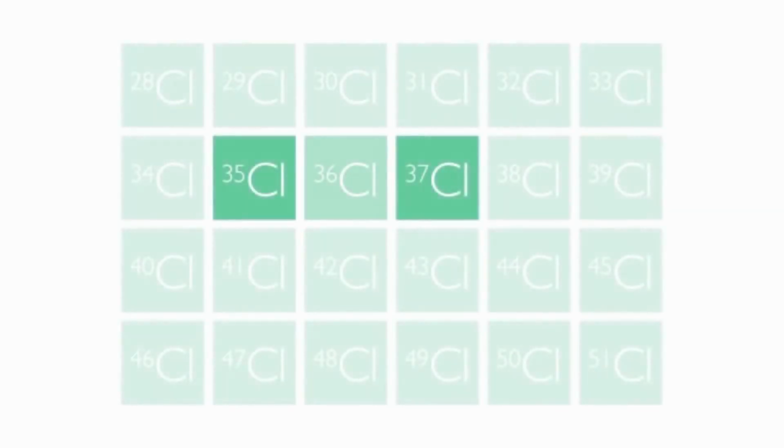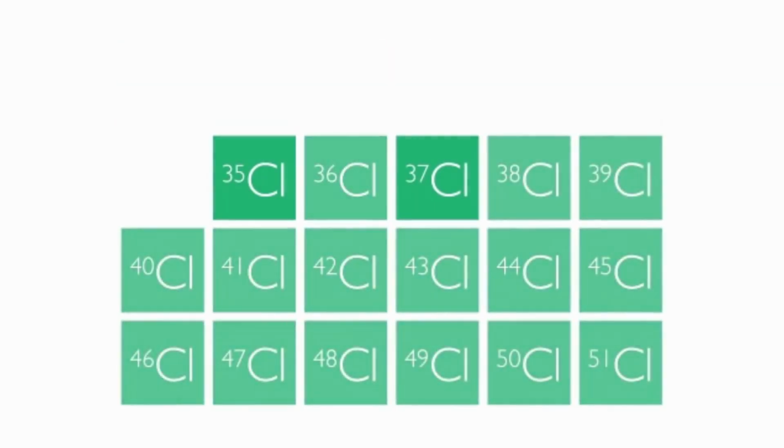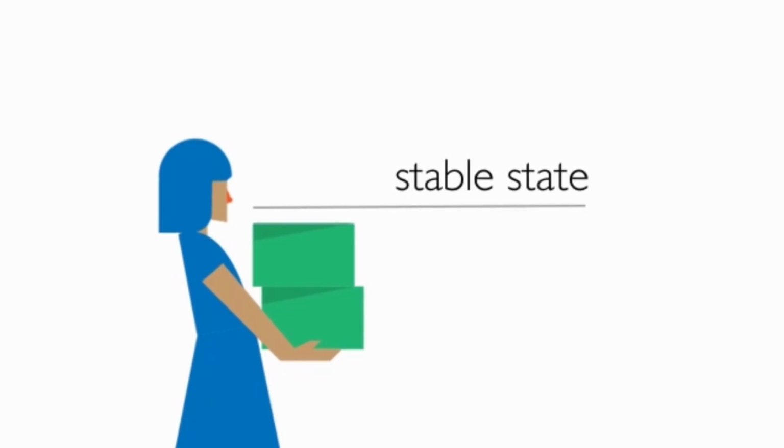There is often more than one stable isotope of an element. In fact, much of the world around us is made up of stable isotopes. However, sometimes there aren't enough neutrons in a nucleus, or there may be too many for it to be stable. An analogy is a person carrying boxes. If you try to carry too many boxes, you'll end up dropping some. And if you continue, you'll keep dropping boxes until you reach a manageable amount. This is your stable state.